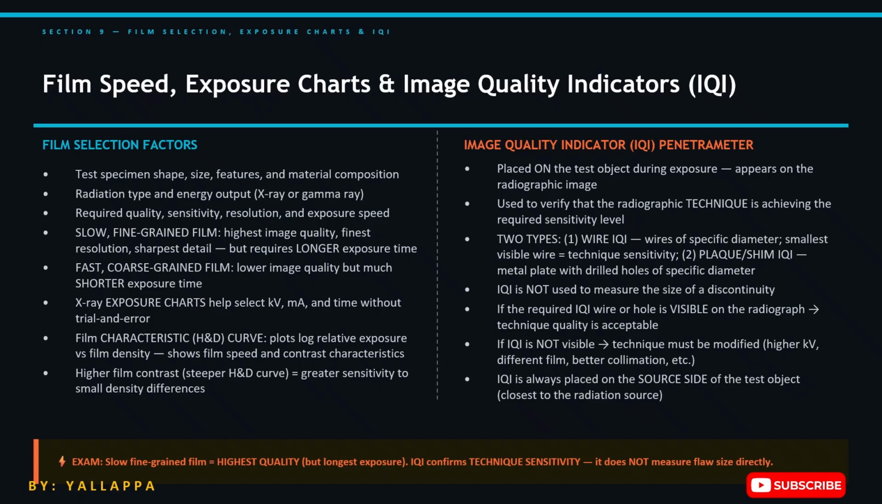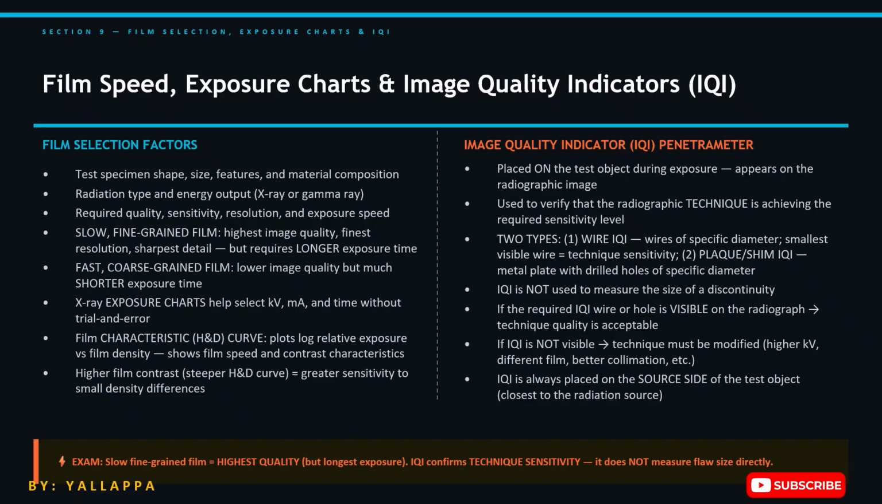Film selection is a balance between image quality and exposure time. A slower, fine-grained film generally provides higher image quality and finer detail, but it requires a longer exposure. A faster film reduces exposure time but generally sacrifices some image quality. Exposure charts help the radiographer select appropriate operating conditions instead of relying on repeated trial and error.